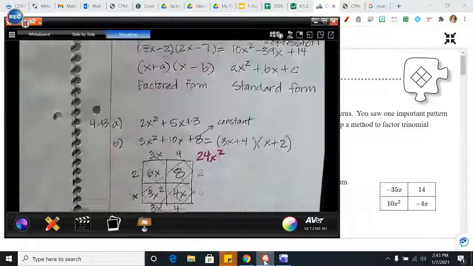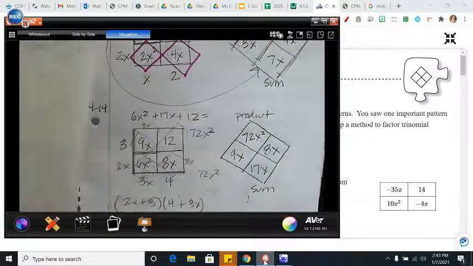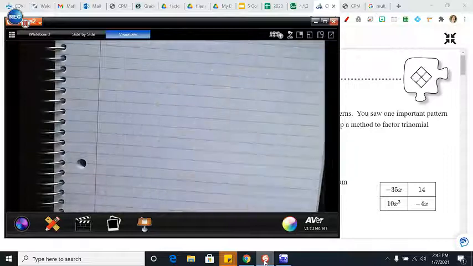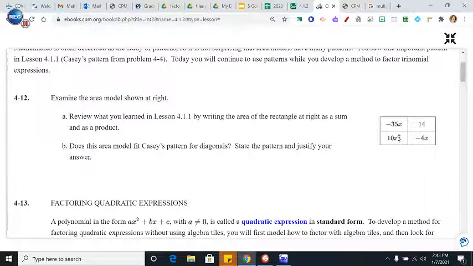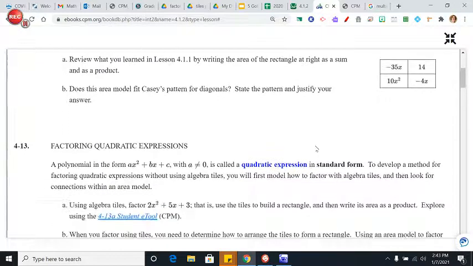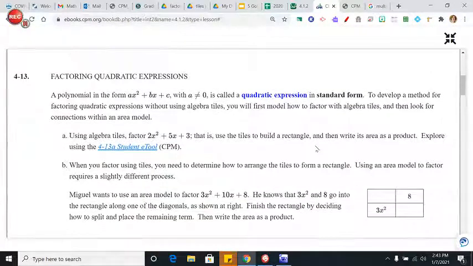Then we said, okay, how can we use that pattern to make things go a little bit faster and not have to build everything with tiles? We did this one as a warm-up today, so you can do 412 A as the warm-up. Enter that answer as the warm-up to get those points. And then 413, we worked on together.